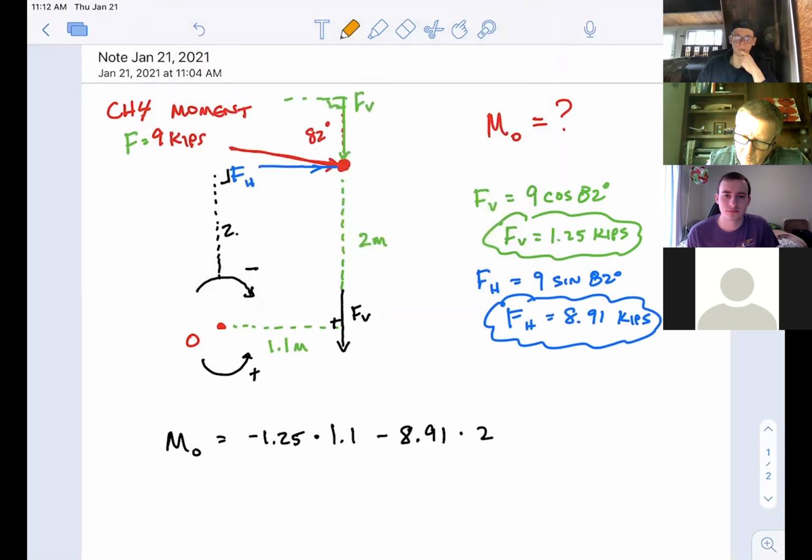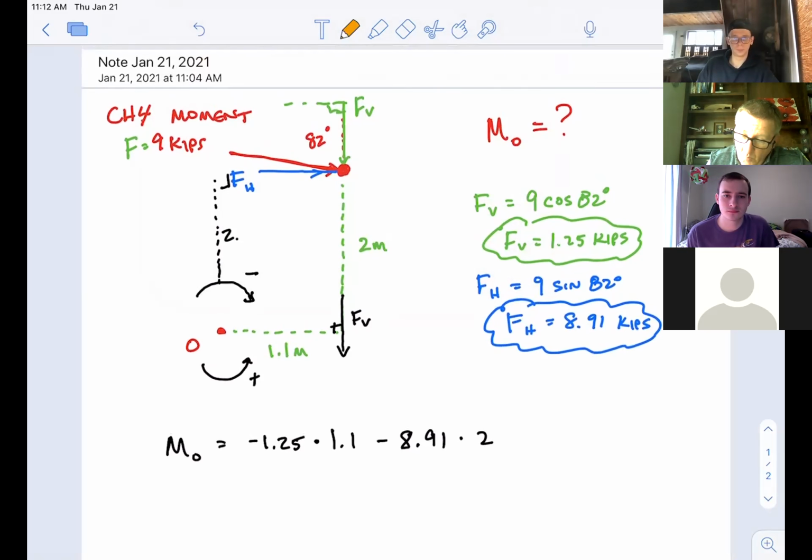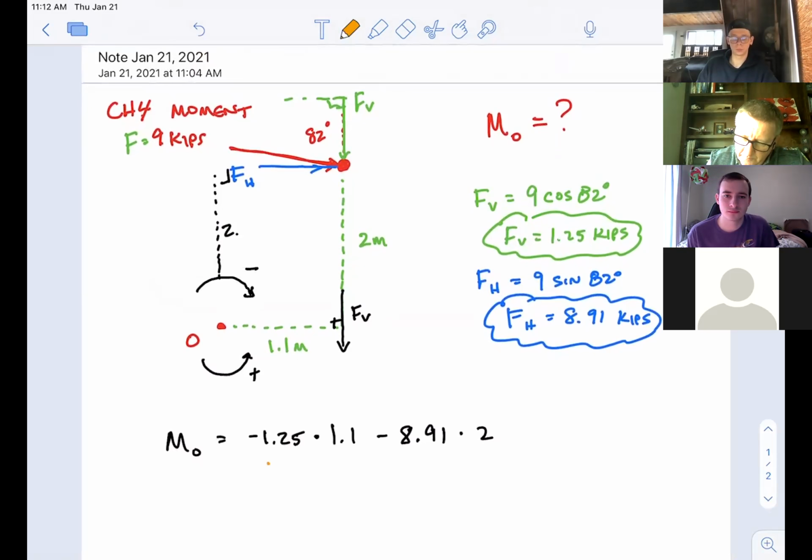This 1.25 was the force vertical. What was 1.1? 1.1 is really the distance, the x distance. Isn't that horizontal? It was the x distance. So it was like the y force, and maybe I'll even write it that way. It was the y force times the x distance. That's going to happen every single time.